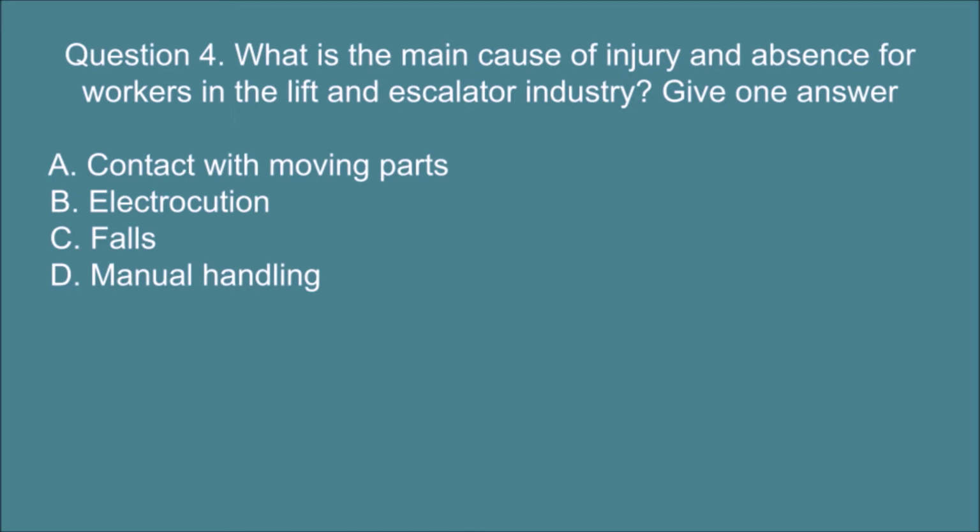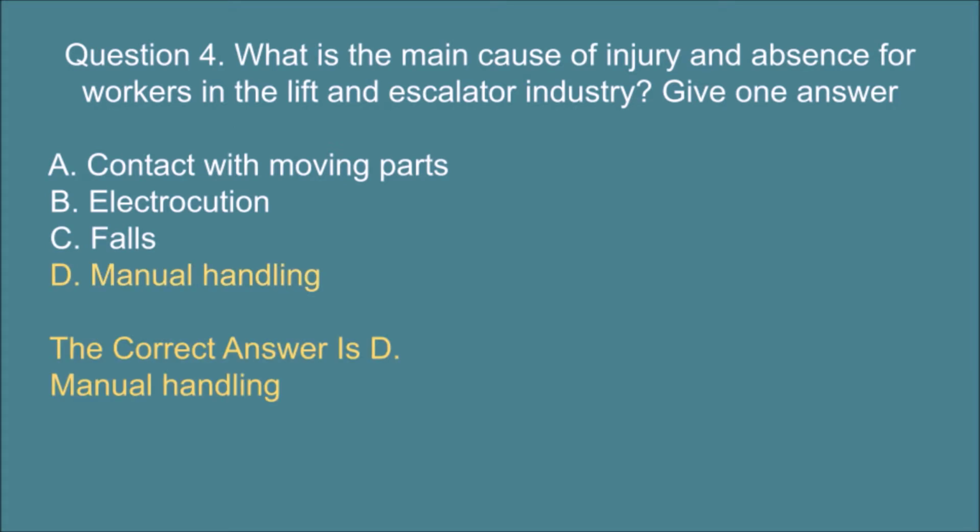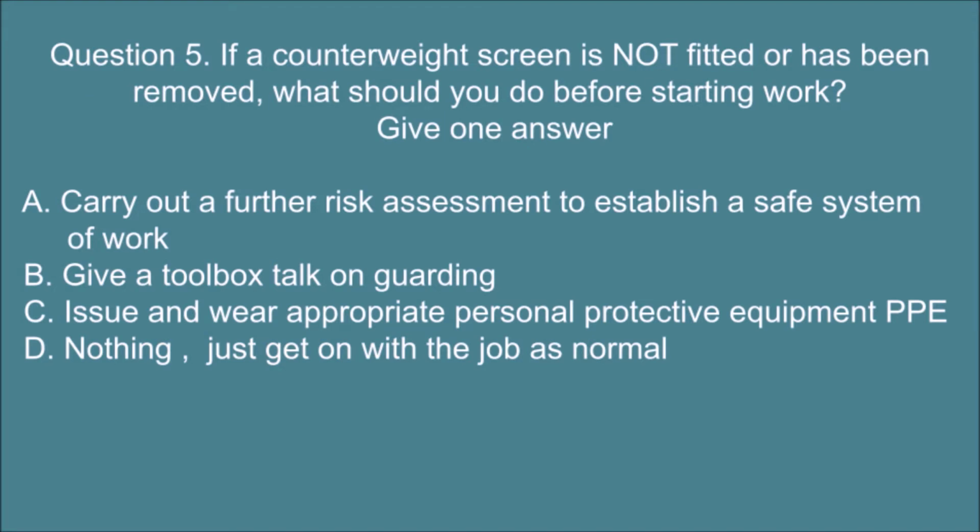Question 4. What is the main cause of injury and absence for workers in the lift and escalator industry? Give one answer. A. Contact with moving parts. B. Electrocution. C. Falls. D. Manual handling. The correct answer is D. Manual handling.